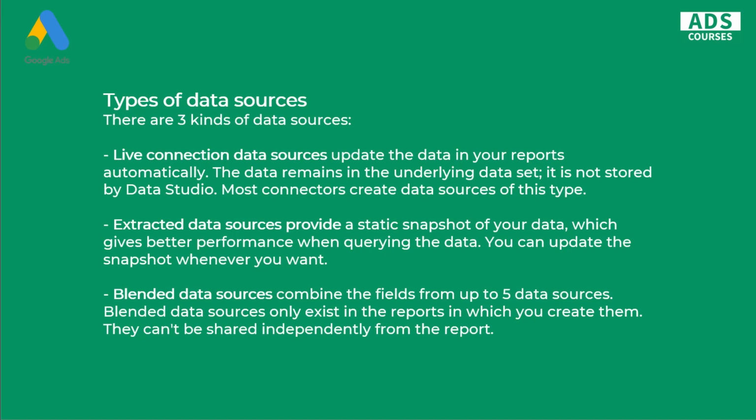And the third one is blended data sources, and they simply combine fields from up to 5 data sources. So you can combine data from Google Analytics, Facebook, Google Ads within the same report and blend the data. And blended data sources only exist in the reports in which you create them, and they can't be shared independently from your report. And I actually recorded a separate video about blended data sources in Google Data Studio, where I explained this topic and how to create them in detail. So I advise to watch this tutorial after watching this video.